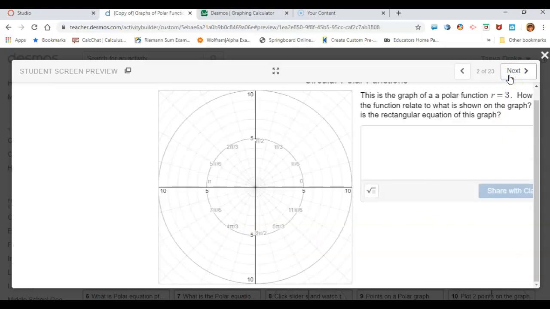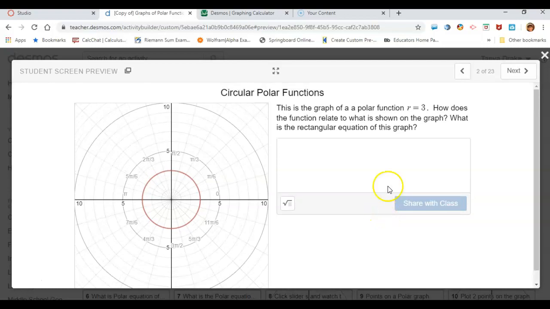So in the next screen, they will get the opportunity to see a graph. It says, this is the graph of a polar function, r equals 3. So looking at this graph, what does it look like? Of course, it looks like a circle, but how does this equation relate to what they see on this polar graph? And so hopefully they will see that there's a radius of 3 from the center. And then, of course, the rectangular equation, since it's from the center, should be x squared plus y squared equals the square root of 3 squared, or just 3.